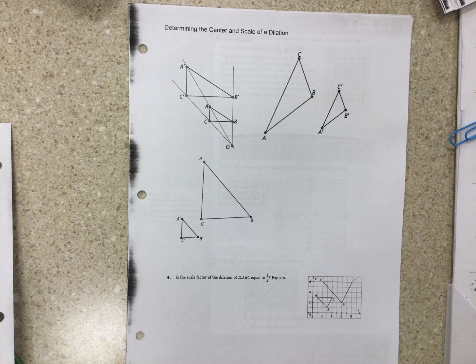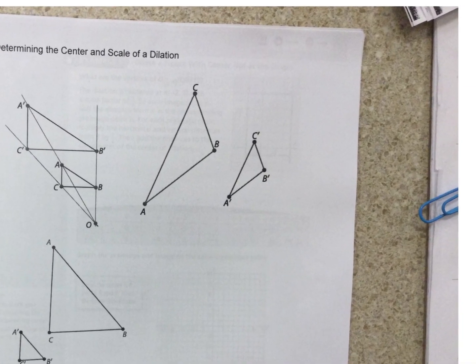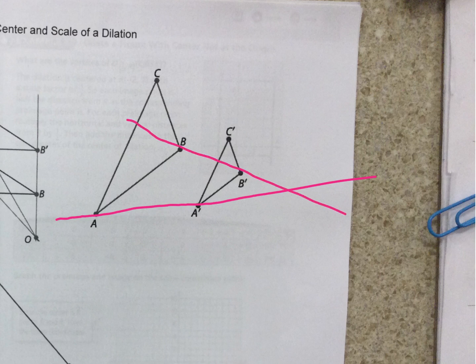All right, determining the center and scale of a dilation. So all you do, and it's really hard for me to do this on here, but you're going to draw a line segment with a ruler between A and A prime. Then you're going to draw a segment between B and B prime. I missed it. And then you're going to draw a segment between C and C prime. Oh, that worked out good.